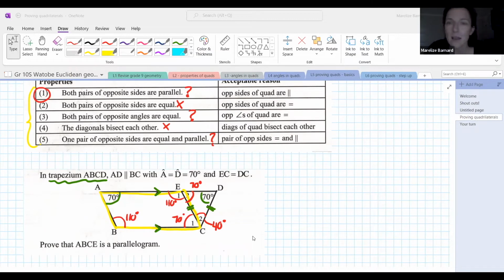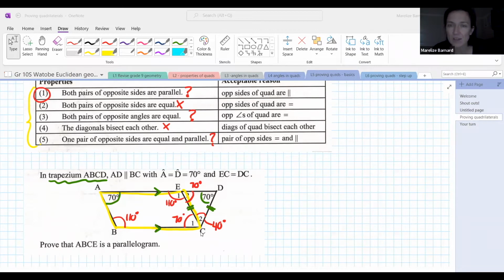Okay, guys, do we have enough yet to prove that ABCE is a parallelogram? Look at the five different ways, look at what we have, and come to a conclusion. Is ABCE a parallelogram? Yes, Unati says yes, because opposite angles are equal. And many of you say yes, but you are not giving reasons. And if you don't give reasons, your answer is invalid.